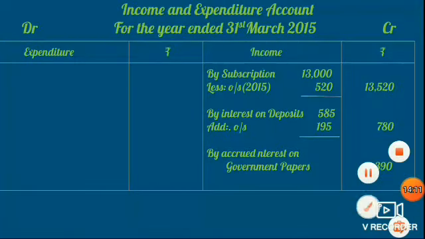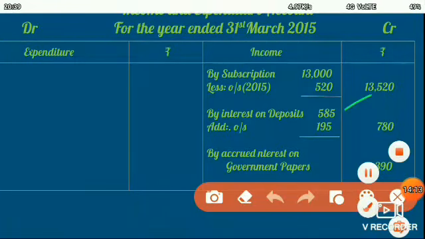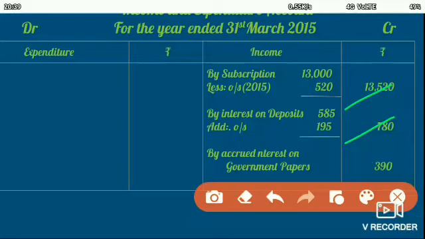So when we show it in our account, we have completed subscription, we have completed interest on bank deposit. Now by accrued interest on government papers, it is accrued because this amount is not received during the current year, but it is an income of the current year. So on accrual basis, we have to show this. So it is accrued interest on government papers, 390.